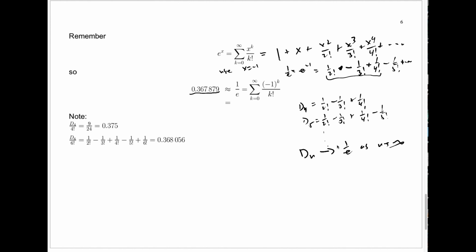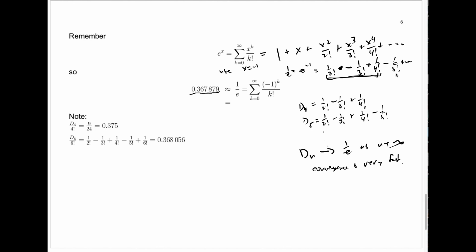Furthermore, d sub n will approach 1 over e very quickly. The convergence is very fast. Why is the convergence very fast? Well, it's because you have an alternating series here, and by the alternating series test, if I look at d sub 4, it will differ from the full value of the series, which is 1 over e, by at most the size of the next term, which is just 1 over 5 factorial.